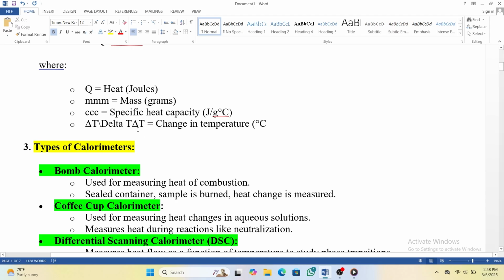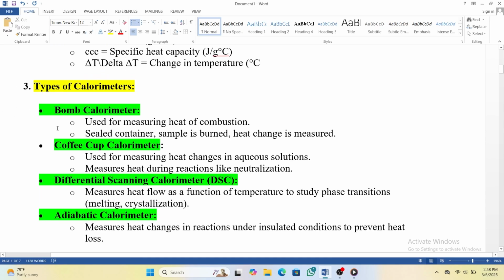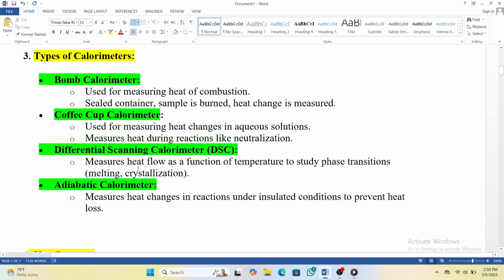3. Types of calorimeters. Bomb calorimeter: used for measuring heat of combustion. Sealed container, sample is burned, heat change is measured. Coffee cup calorimeter: used for measuring heat changes in aqueous solutions. Measures heat during reactions like neutralization.